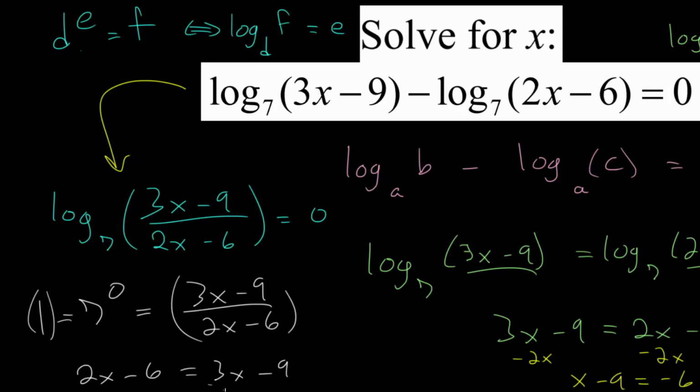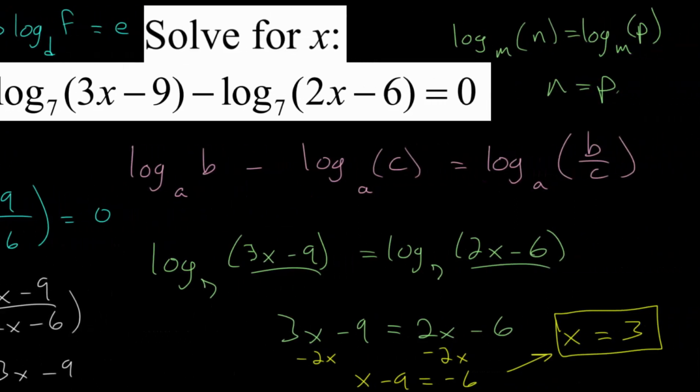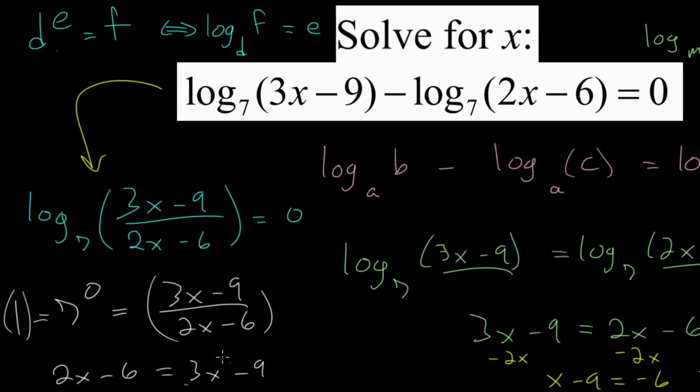But notice this is the exact same linear equation that we had when we used the other method. And so we know that when we solve this, subtracting 2x on each side, adding 9 to the other side, we will get that x is equal to 3. So both methods produce the same answer, which helps us feel confident that we're doing it correctly.